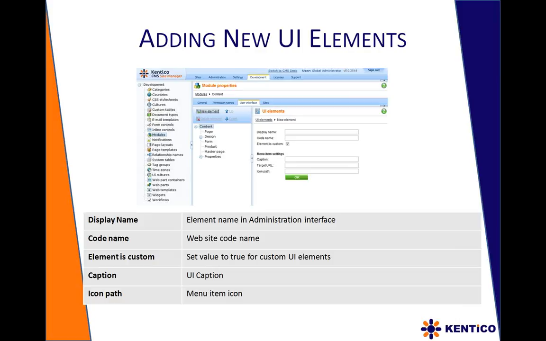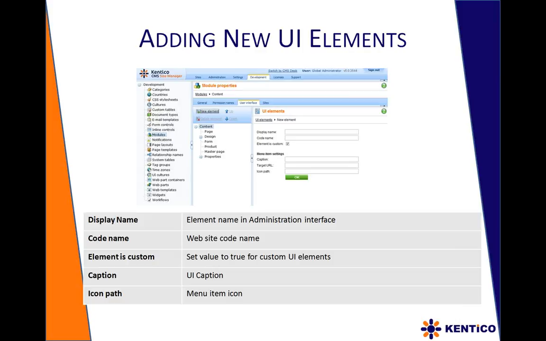The other is code name, and this is pretty typical across Kentico. It's just a unique module name of the elements used by the website. The big one is the element is custom. So when this isn't selected, the Kentico UI considers this to be a native part. So for any things that you're adding, you always want to make sure that you set the value for your own custom UI elements. And then the other is caption, which is the caption of the UI element, which is displayed in the rendered UI.